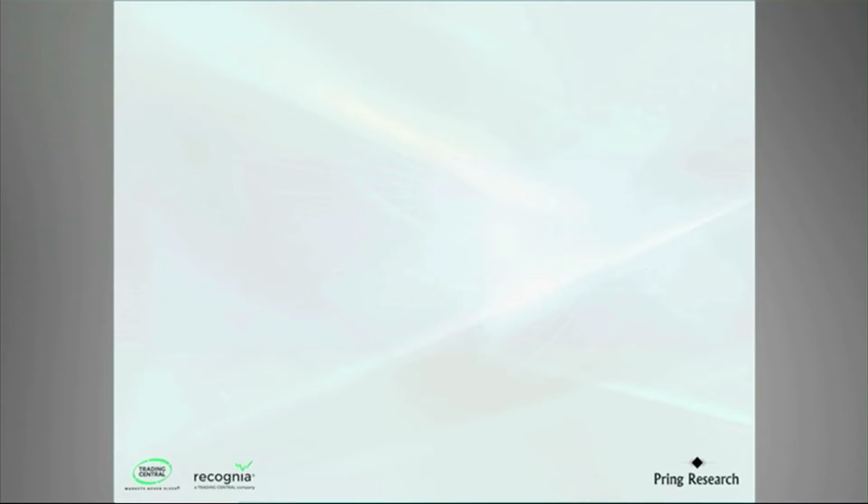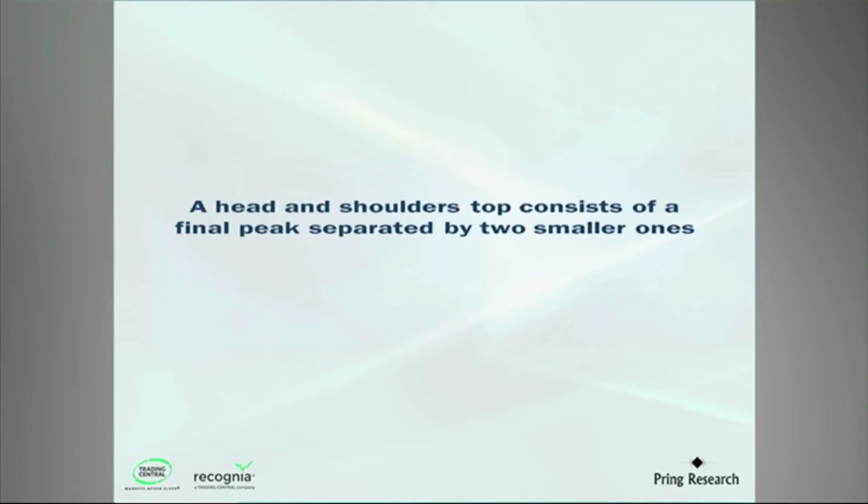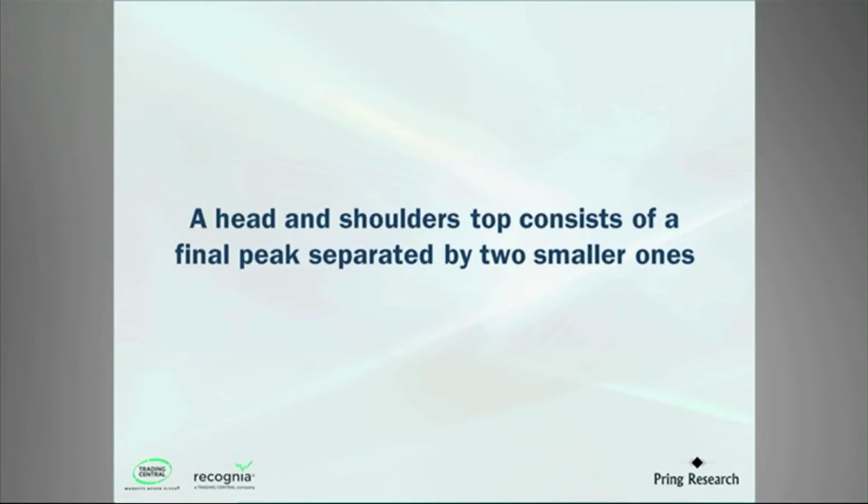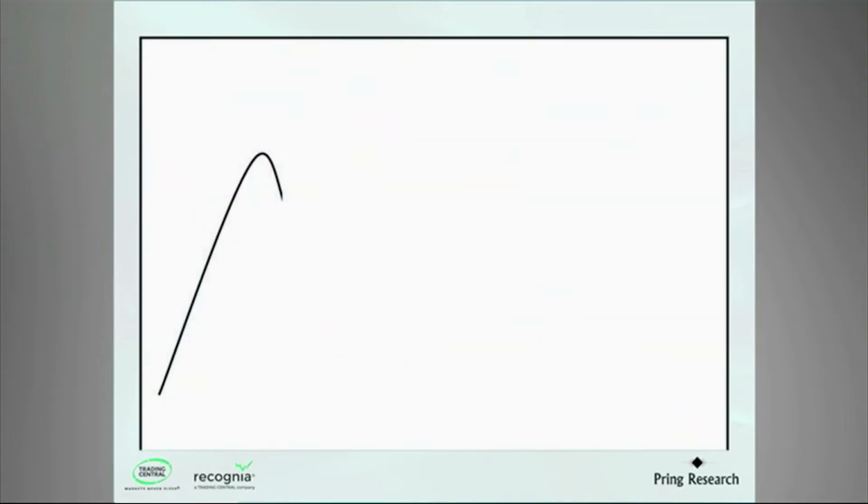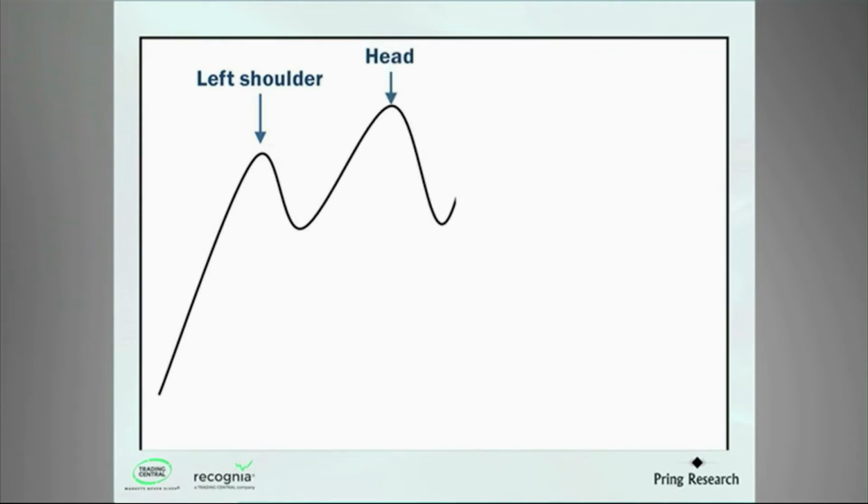A head and shoulders top can be defined as the final peak, that's the head, separated by two smaller ones, and those are the shoulders. This diagram initially shows a rally, and although we don't know it now, it will turn out to be the left shoulder. Then another rally takes the price to a new high. That's going to be the head. Finally, the price declines to a level similar to the previous bottom and experiences another small advance.